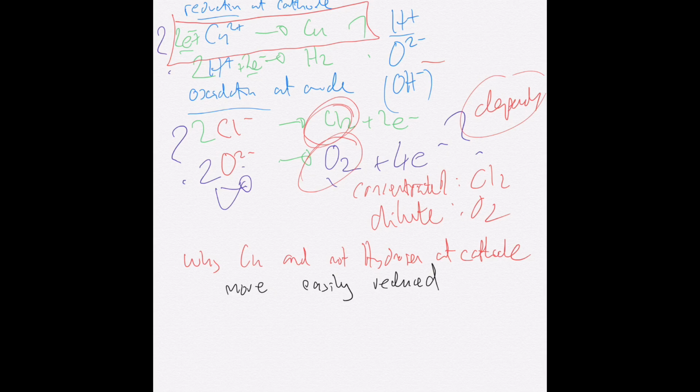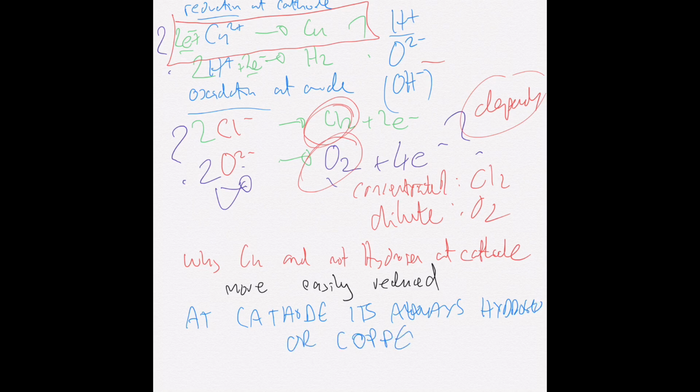At the cathode, this is a great thing to know. It's always hydrogen or copper. Because the only thing less reactive that they're going to use is copper, and that's on the syllabus and on the examiner's comments. At the cathode, it's always hydrogen or copper for aqueous. For aqueous ionic solids, it's either hydrogen or copper.